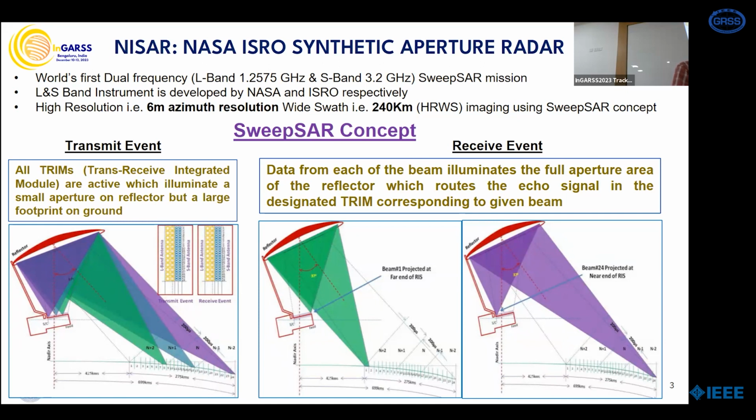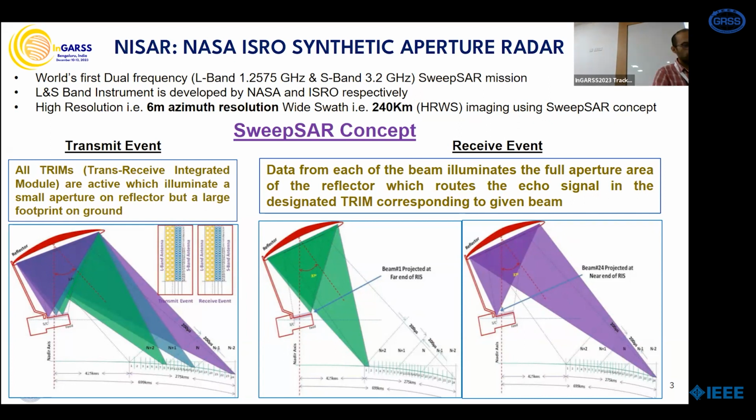It comes under the category of high resolution wide swath missions. It will provide data at 6 meter azimuth resolution and a 240 kilometer swath with 12-day repeat coverage. So it is using the SweepSAR concept to generate this kind of data.